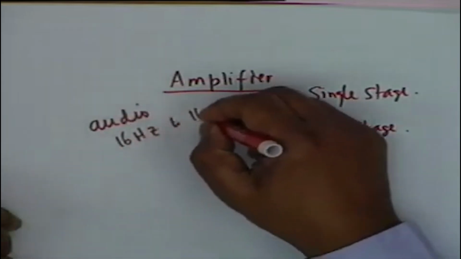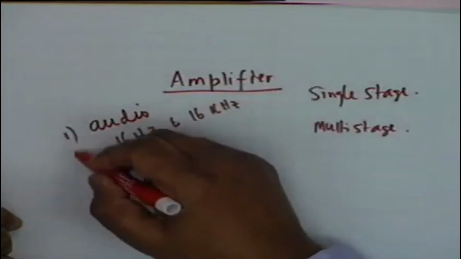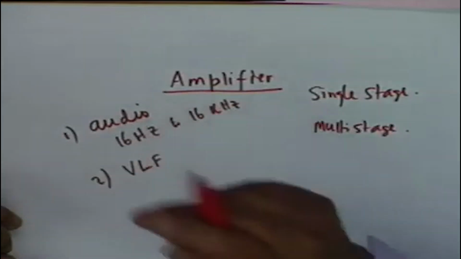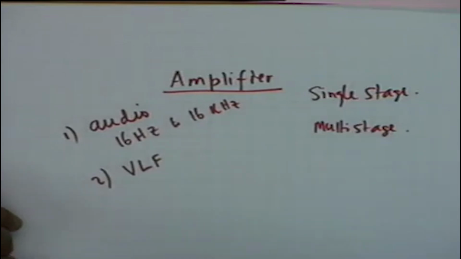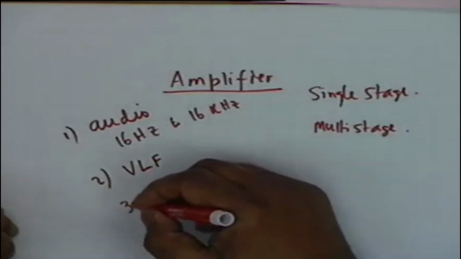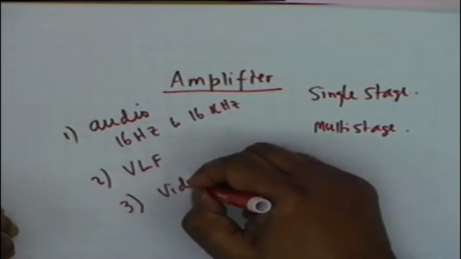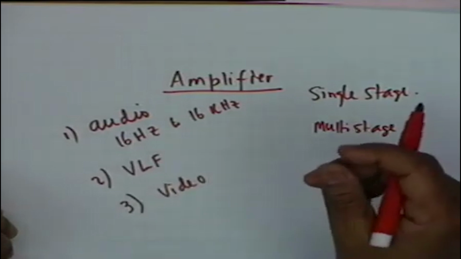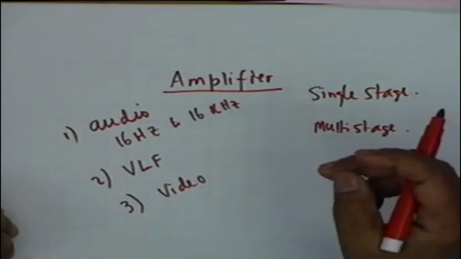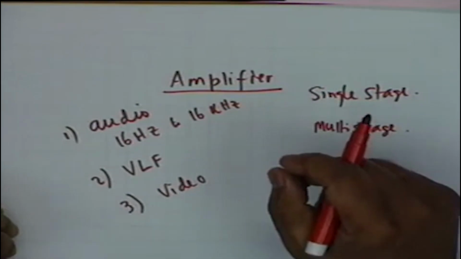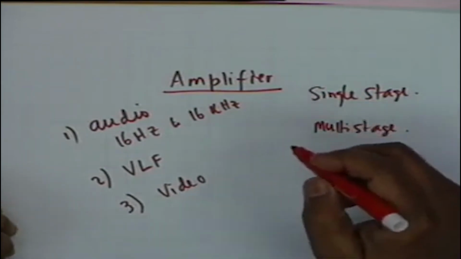16 Hz to 16 kilohertz. You can have, for example, VLF amplifiers, very low frequency amplifiers, like those used in biomedical applications, where frequencies encountered are of the order of a fraction of a hertz, or in process control, a sulfuric acid plant, where the variations are very slow, very low frequency amplifiers. Or you can have, let's say, video amplifiers, where the frequency range may vary from 30 Hz to about 4 megahertz or higher, okay, video amplifier, and so on.